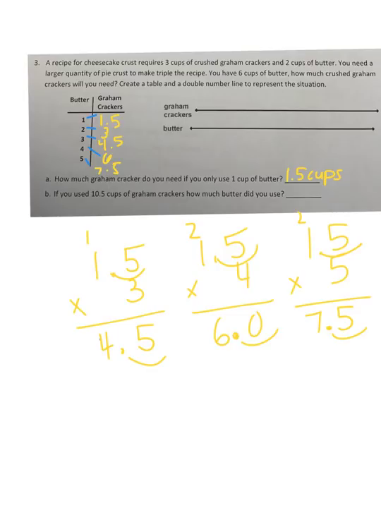And now we can create our double number line. So we need 5 tally marks, 1, 2, 3, 4, 5 cups of butter. And they need to match up perfectly with our graham cracker tallies. And at 1 cup of butter, we need 1.5 cups of graham cracker, 2 cups of butter, 3 cups of graham cracker, 4.5, 6 cups, and 7.5.